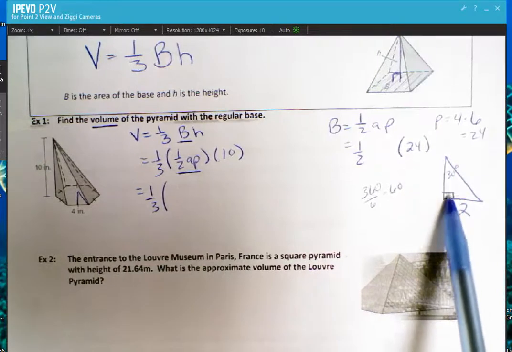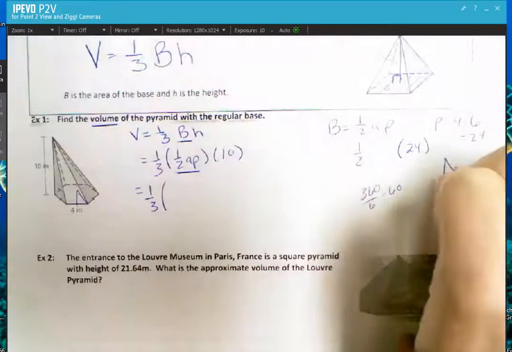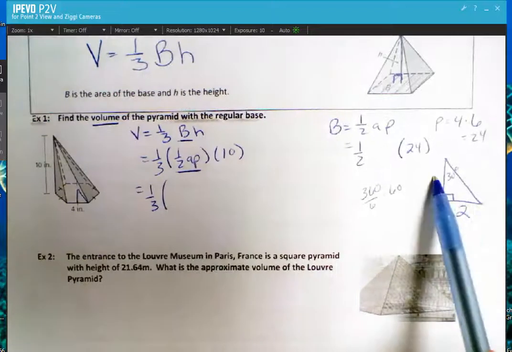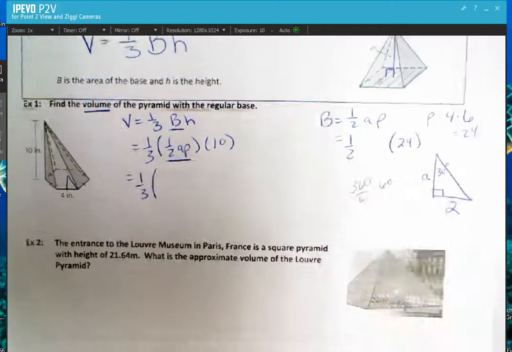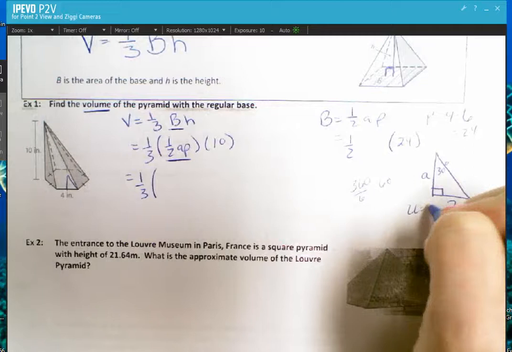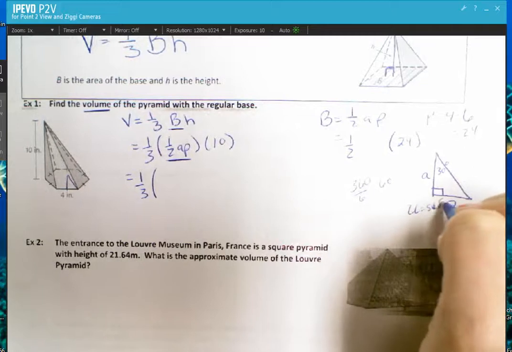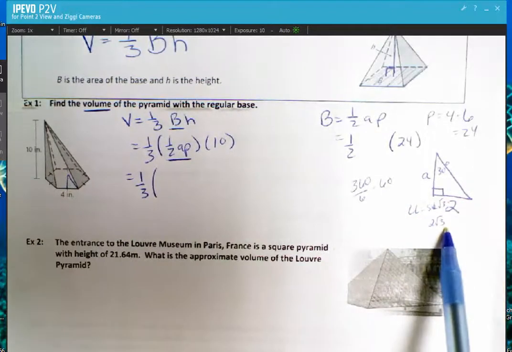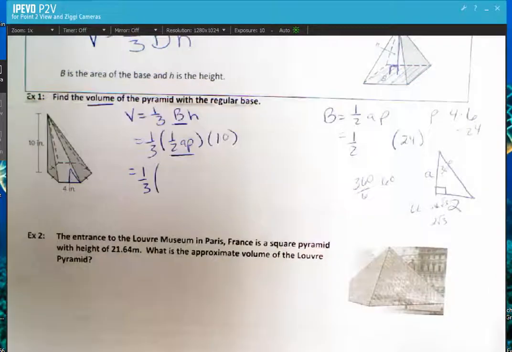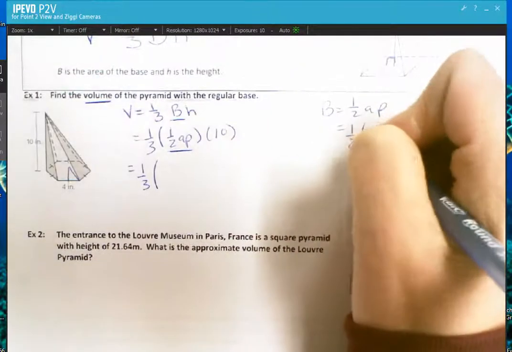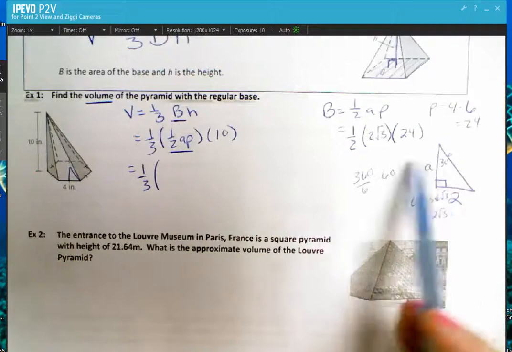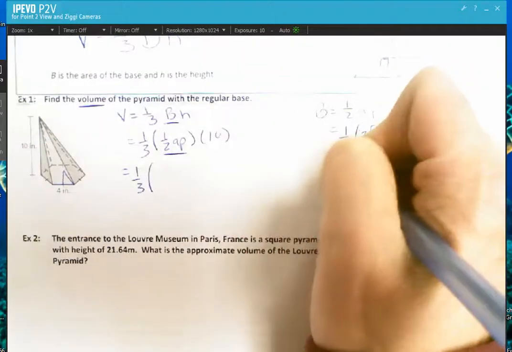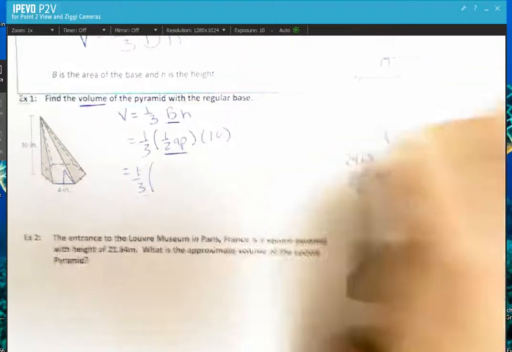I know that the perpendicular piece is the apothem. It's also opposite my 60-degree angle, so it's the long leg. Long leg is equal to short leg rad 3, so we know that my apothem is 2 rad 3. Inputting 2 rad 3 for the apothem, 1/2 and 2, those cancel out, so I know my total base area is 24 rad 3.